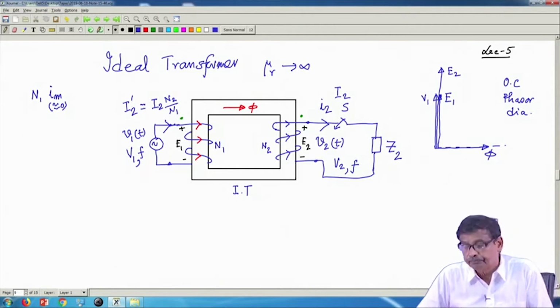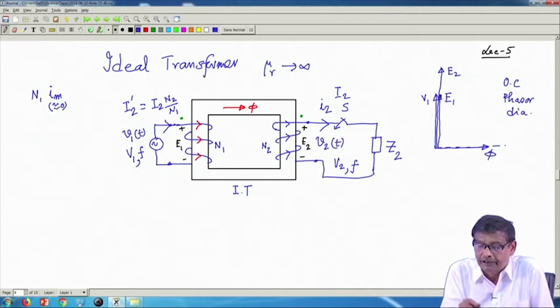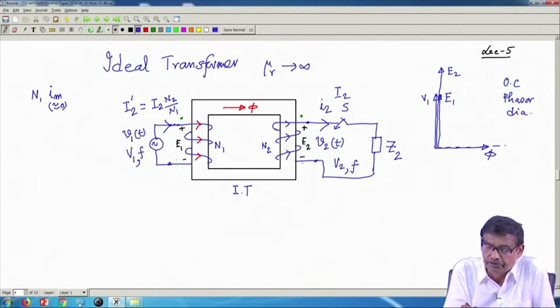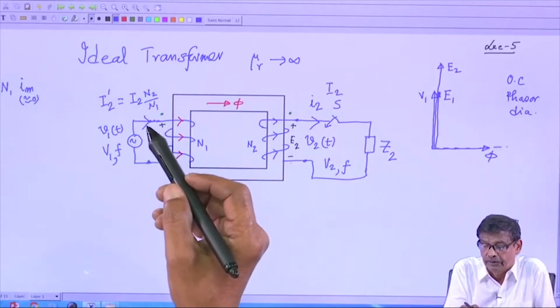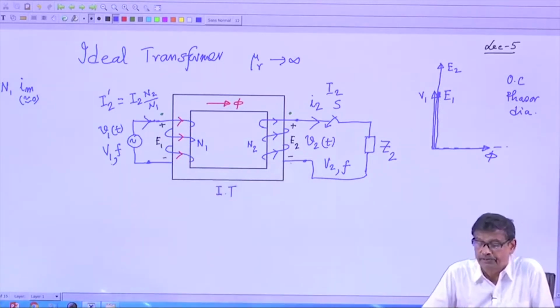Mind you, all the EMFs, these dot conventions we also discussed, like polarities. If at any instant this is plus, this will be plus. So, I will define the potential of this point with respect to this, and secondary current I will think of as leaving the dot, that is the convention I have adopted, and if the current leaves through the dot, it must invite current from the source into the dot on the primary side, so that these two MMFs balance off.